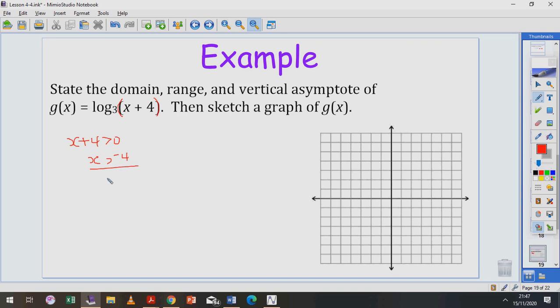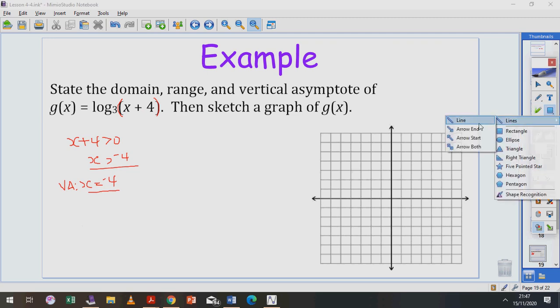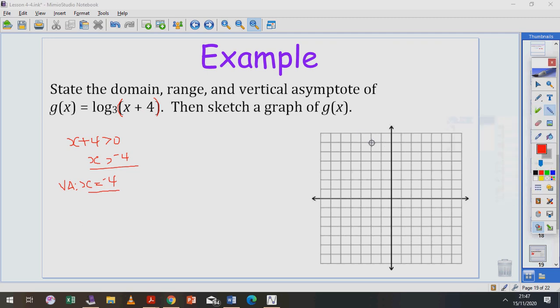Since x has to be greater than negative 4, the value of x that would give me a 0 here is going to be my vertical asymptote, and that value is x equals negative 4. Let me draw a line here: 1, 2, 3, 4. And remember, this has to be dotted because it's a vertical asymptote, x equals negative 4.